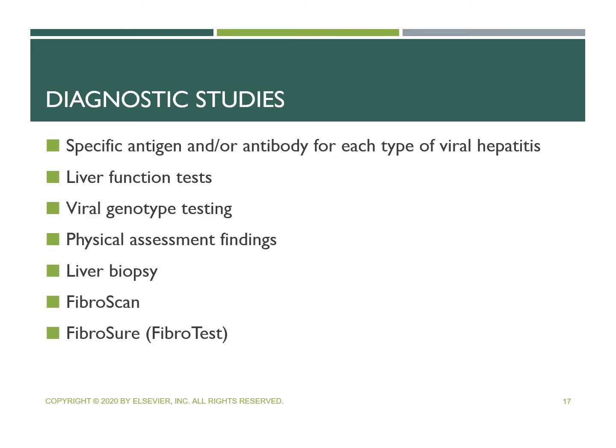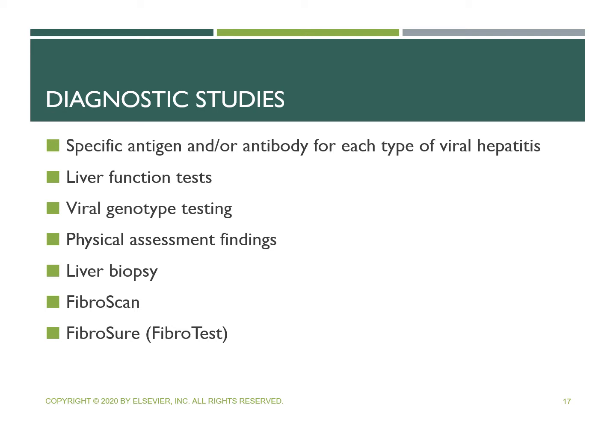Diagnostic studies can include specific antigen or antibodies for each type of hepatitis, and liver function tests. With liver function tests, you'd want to look at the AST, the ALT, the bilirubin, and the alkaline phosphatase. Again, that's AST, ALT, bilirubin, and alkaline phosphatase. These can all be elevated in this patient.